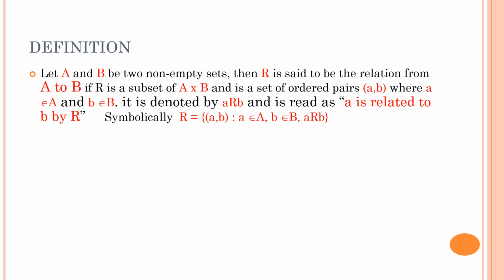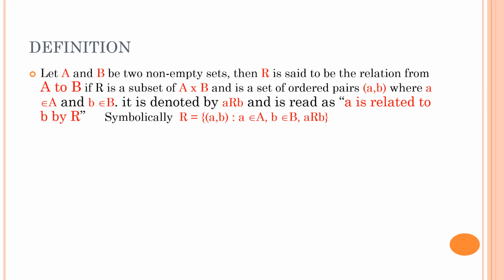Now, this is again an important point. As we saw, the Cartesian product was not commutative. That means A cross B was not equal to B cross A. Similarly, we can have two different relations, one from A to B and another from B to A. So R is said to be a relation from A to B if R is a subset of A cross B. That means the relation is always a subset of the Cartesian product.